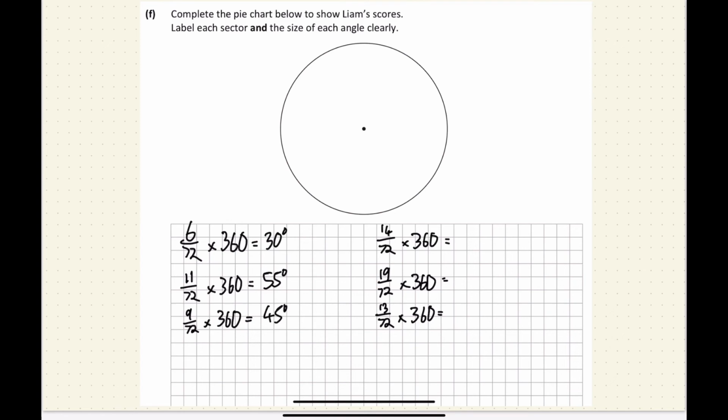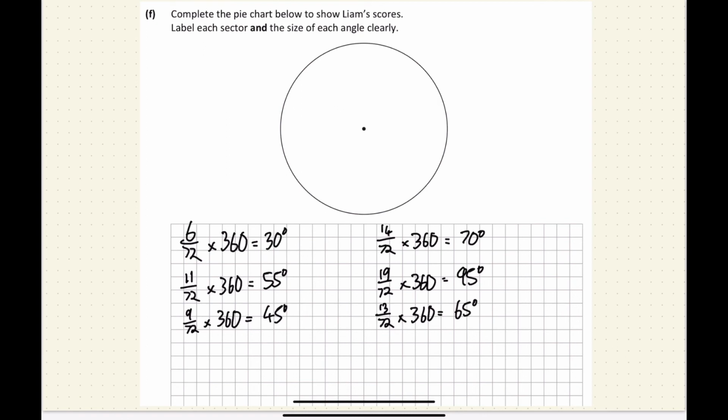And the 14 divided by 72 multiplied by 360 gives me 70 degrees. And 19 divided by 72 multiplied by 360 gives me 95 degrees. And finally, 13 divided by 72 multiplied by 360 gives me 65 degrees. Okay, so I'd put that in.